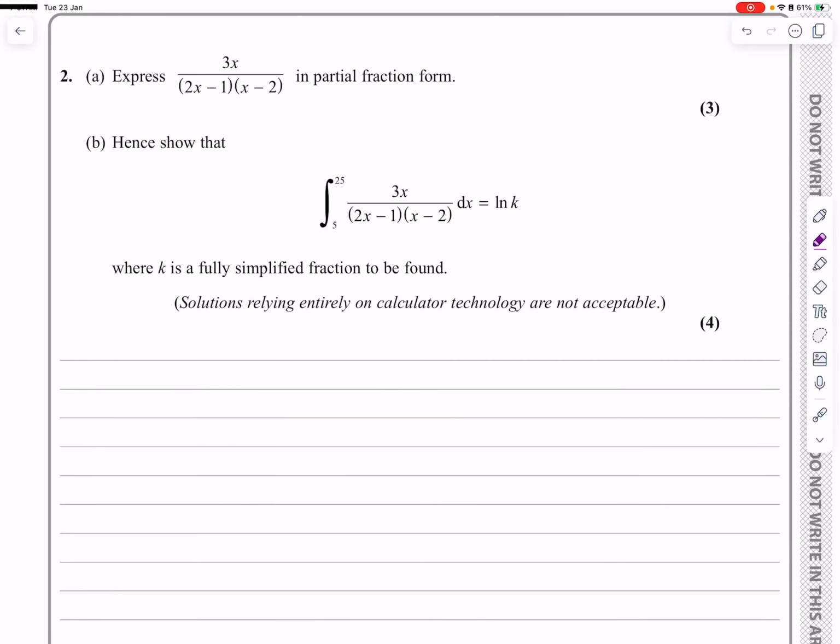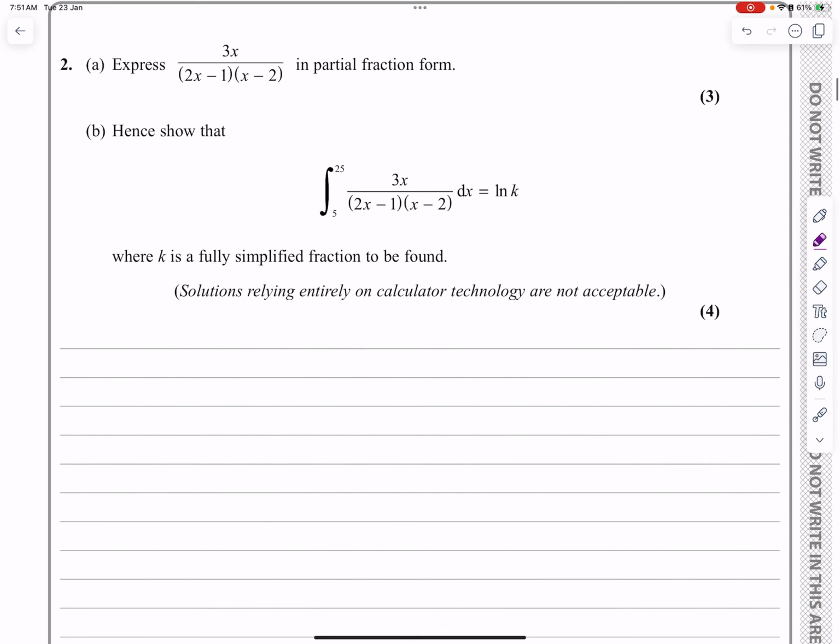Okay, this is the P4 paper from October 22. It's question number 2, which is a partial fractions question. That's chapter 2, and it's going to lead on to an integration of partial fractions, which is chapter 7, obviously. Okay, let's make a start.